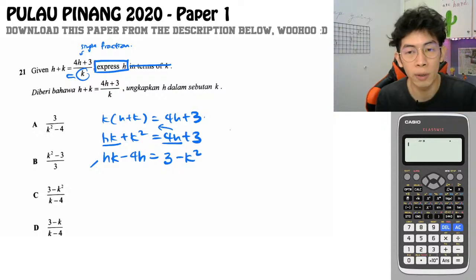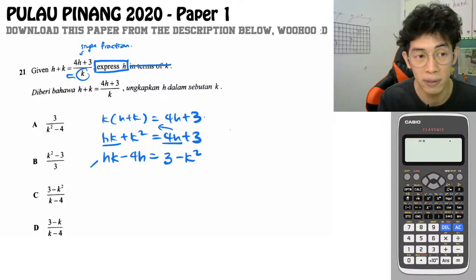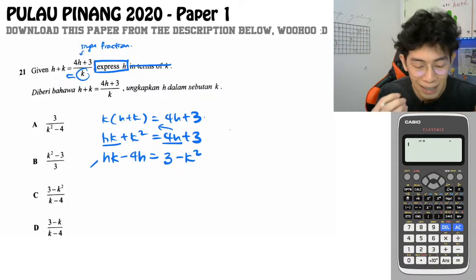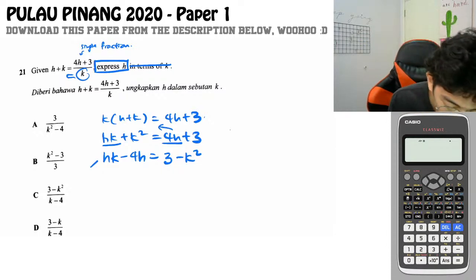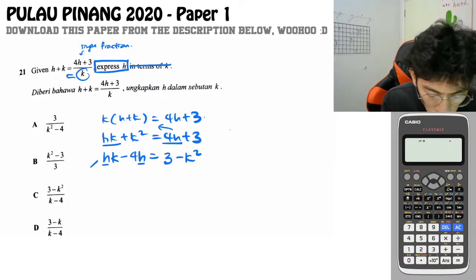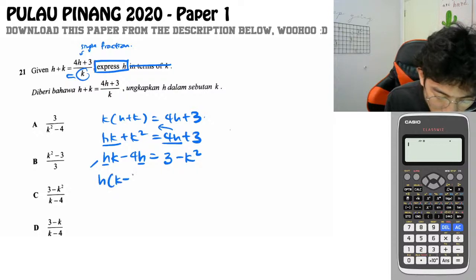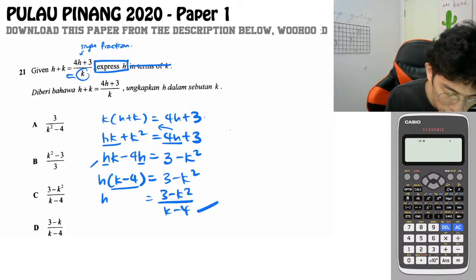The reason why I'm doing this is to bring all the H together because I'm trying to gather all the H. So this one you have to factorize like usual question. You have to factorize the H out. Easy factorize. And then you bring that and divide. You see? You get the answer already. So which one is the answer? C.